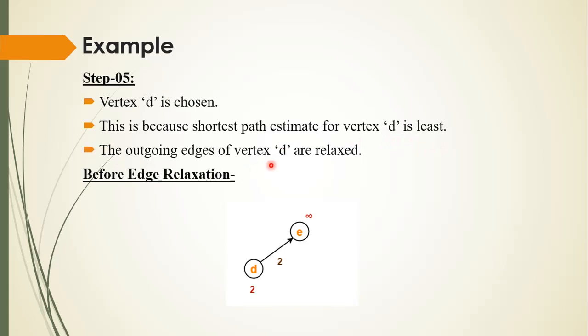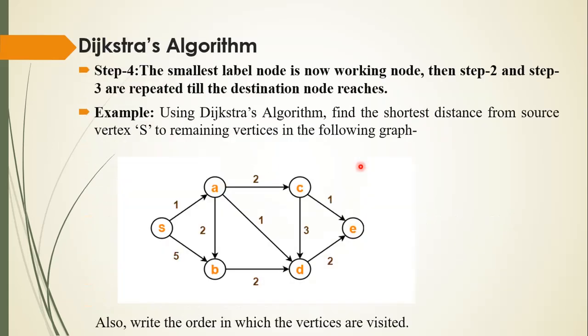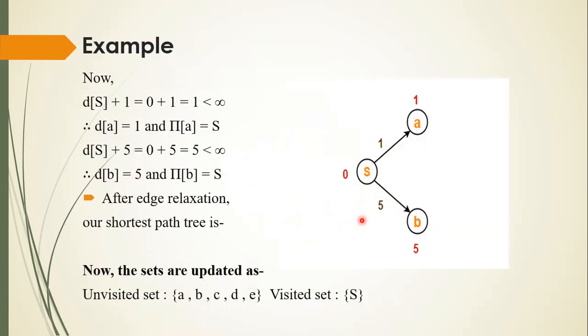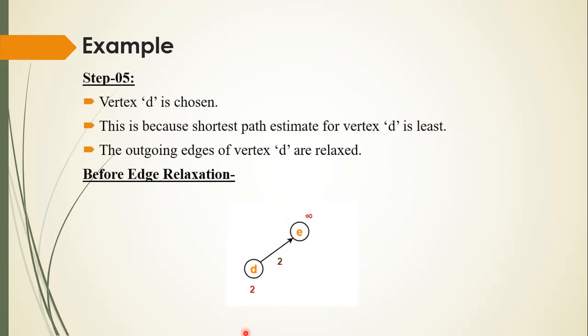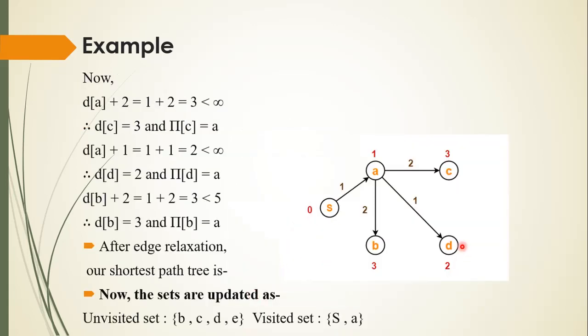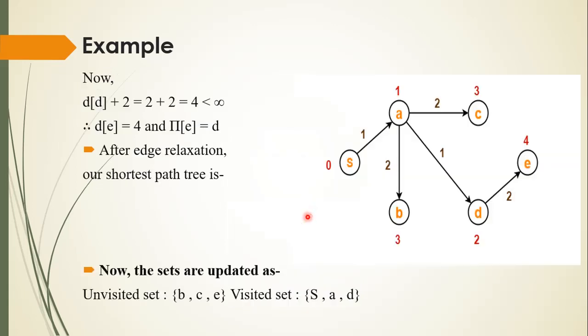The outgoing edges of vertex D are relaxed. So in the original diagram, from D we have only one, that is E. So D to E we will select. At D we have a 2 in the previous diagram, and at E initially it has infinity. Now we calculate 2 plus 2 is equal to 4. 4 is less than infinity, so we replace infinity by 4. So we write 4 over here.